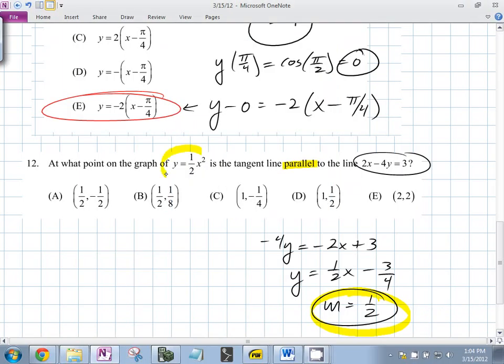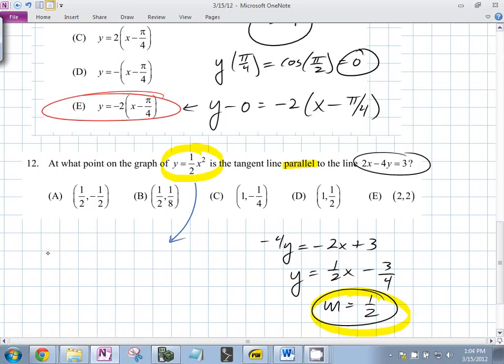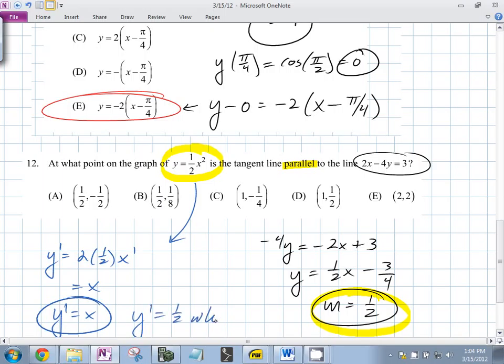Okay, here's the equation, everybody. I can show you why this is the biggest reason people get it wrong. If y is equal to this, what's y prime? 2 times 1/2 times x to the first, which is also known as x. So we know that y prime is equal to x. You're trying to find when is y prime equal to 1/2? When x is equal to 1/2. Yes. So y prime equals 1/2 when x is equal to 1/2. They're asking for the point.